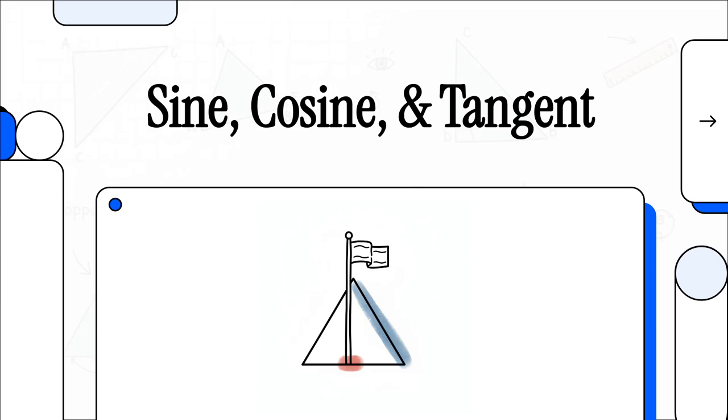Okay, let's dive into this. Welcome to the Explainer. Today we're tackling some grade 8 geometry. Specifically, we are focusing on those foundational right triangle trigonometric ratios: sine, cosine, and tangent.